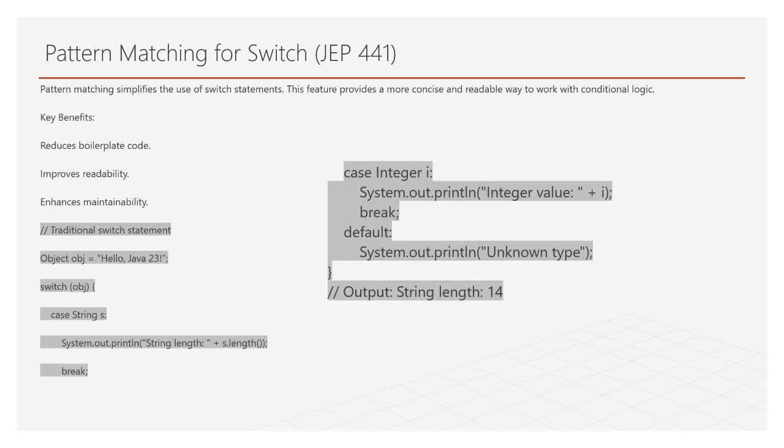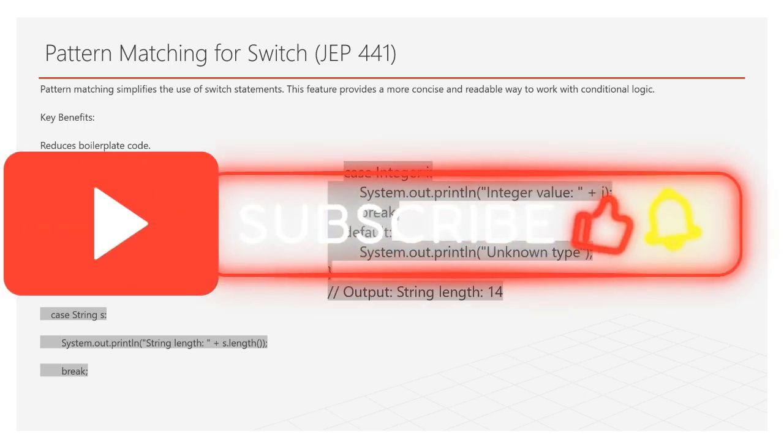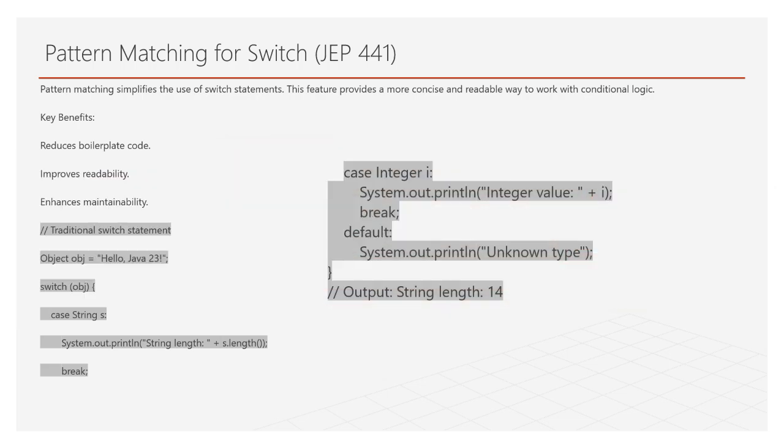The very first thing is pattern matching for switch. This is JEP 441. Now pattern matching not only simplifies your switch case statement, this is basically a feature which will be more concise and more readable to work with conditional logic. Now by using it, what is the benefit? We are going to reduce the boilerplate code, improve the readability, and enhance the maintainability, which is one of the key features of Java, right?